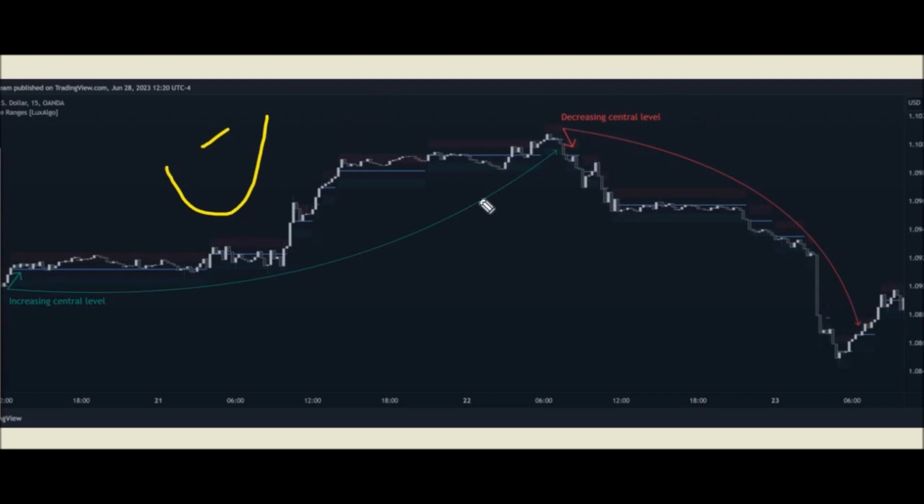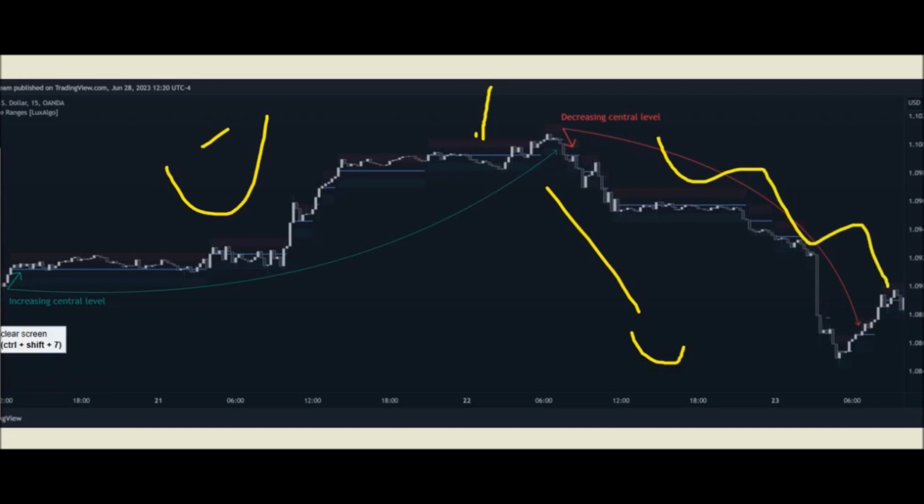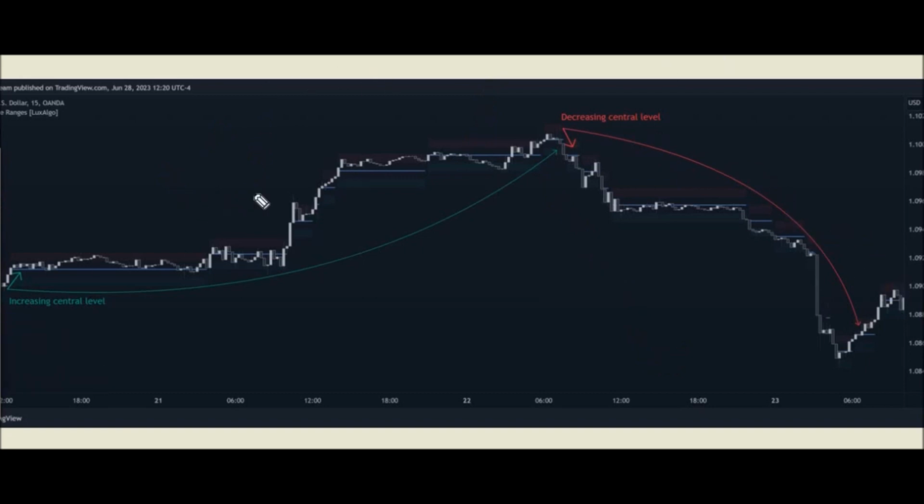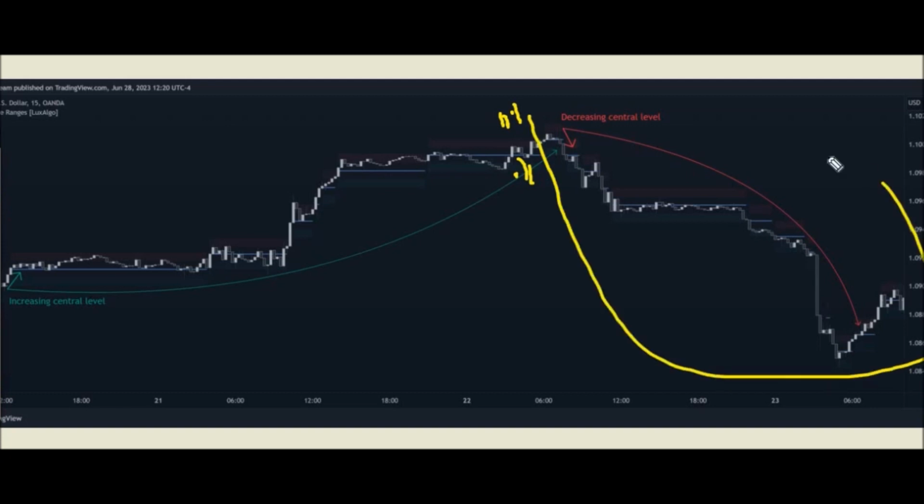And as well, to know the market is on a downtrend, you're supposed to see these central levels decreasing. You can relate: this one is increased in level, and here it's decreased. That shows you the trend of the market is on a downtrend. And for those who don't know how to spot the higher highs and higher lows, you can rely on this decreasing of the central level to identify the downtrend.